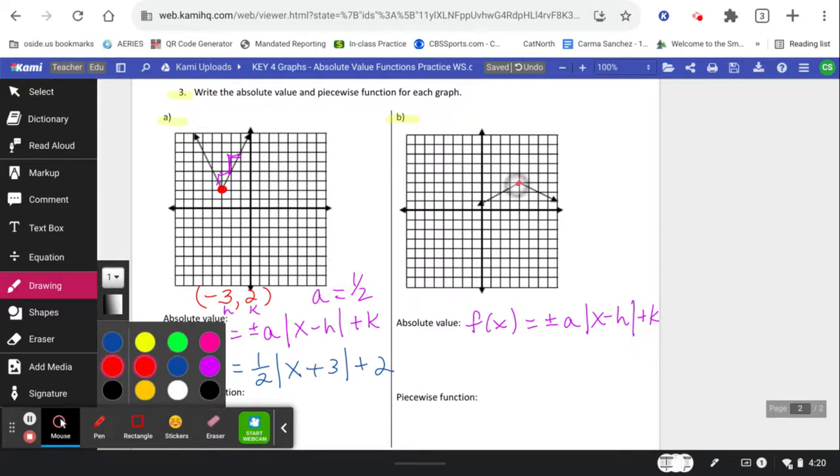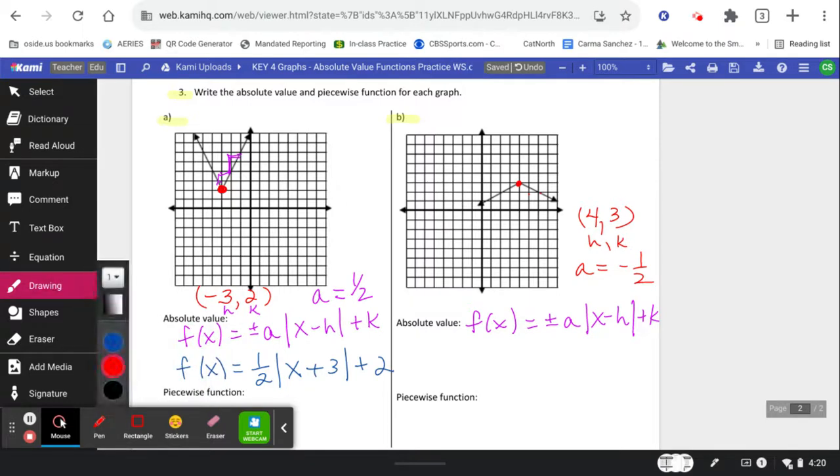How'd you do? Okay, pause the video right now. Try the next one. Okay, let's see how you did. 1, 2, 3, 4, up 3. My vertex or my HK is 4, 3. And then this is going down 1, right 2, down 1, right 2. So my slope is negative 1/2, my A value.